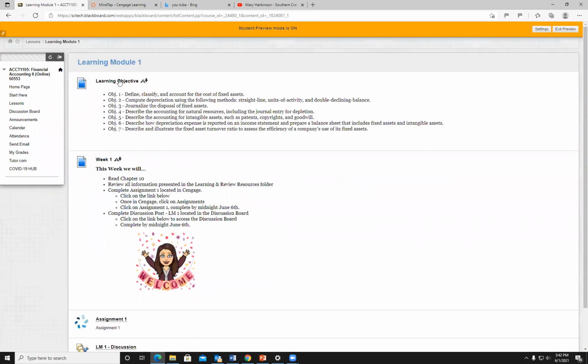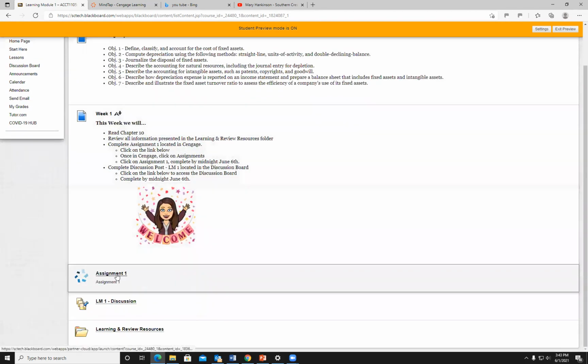In Learning Module 1, we are going to be starting in Chapter 10 of your textbook, and that is still the same textbook you used in Financial Accounting 1. We're continuing in that textbook because we should have ended in Chapter 9, which was revenues, and we're starting in Chapter 10, which is fixed assets and intangible assets. So you will be expected to read Chapter 10, and you will be clicking on this link right here, and it will take you directly to your assignment in Cengage.